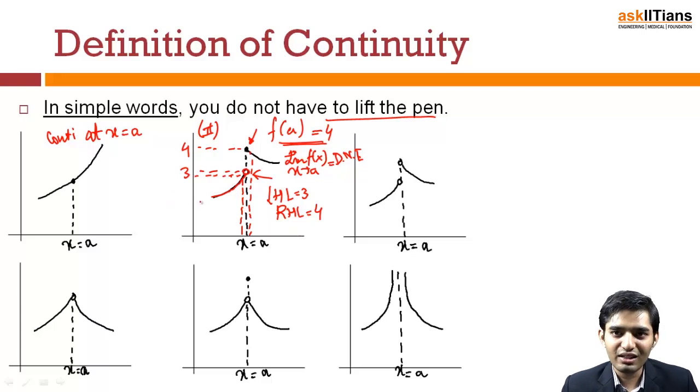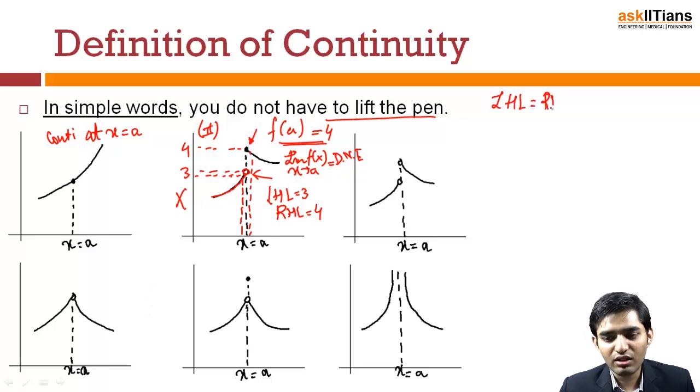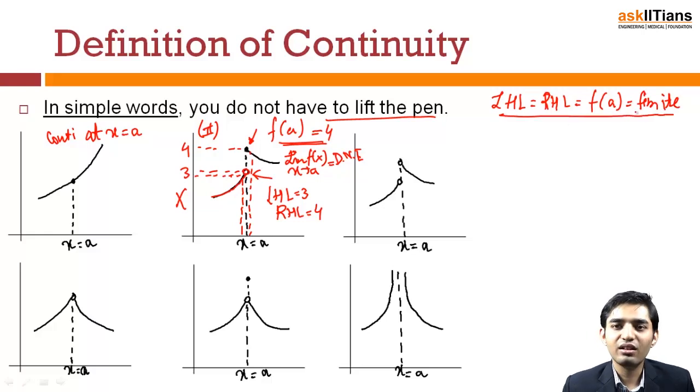So in the case of the second graph, the function is defined, but the limit is not defined. So this will not be a continuous function, right? A function is continuous only when LHL is equal to RHL, is equal to the value of the function, and is equal to a finite value. If the limit of the function is equal to the value of the function and that is finite, then only we can say that the function will be continuous.